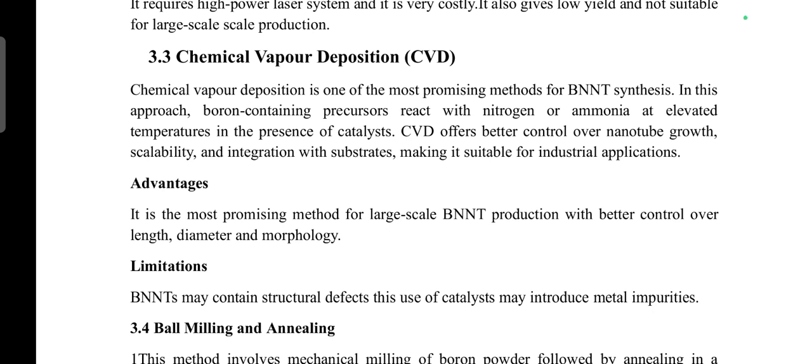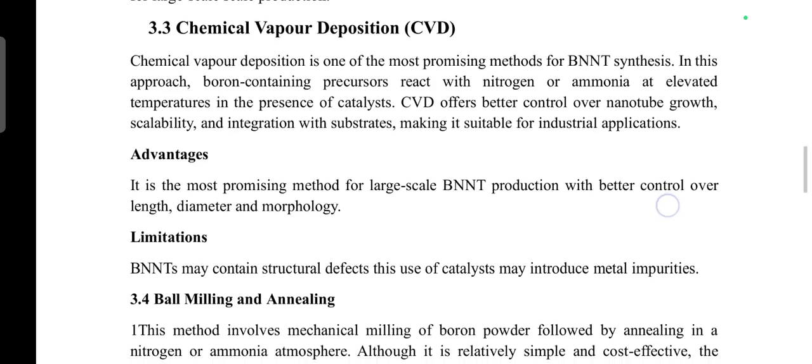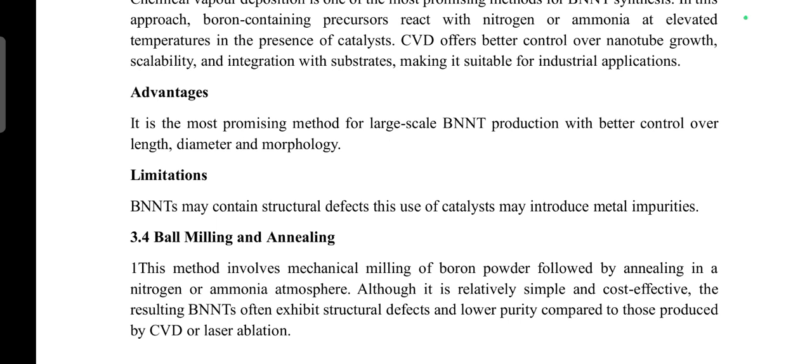Limitations: as all processes have advantages as well as disadvantages, now we will discuss the limitations of the chemical vapor deposition method. Boron nitride nanotubes may contain structural defects. The use of catalyst may introduce metal impurities. Although this method provides nanotubes with greater crystallinity, they may contain structural defects, and because catalyst is present it may cause impurities.